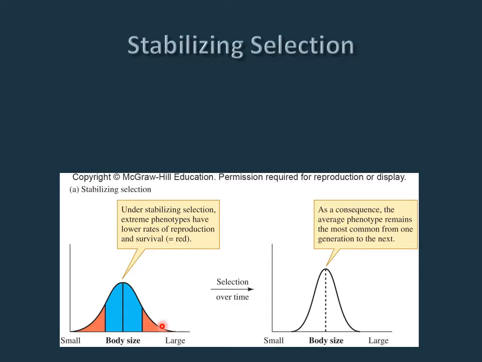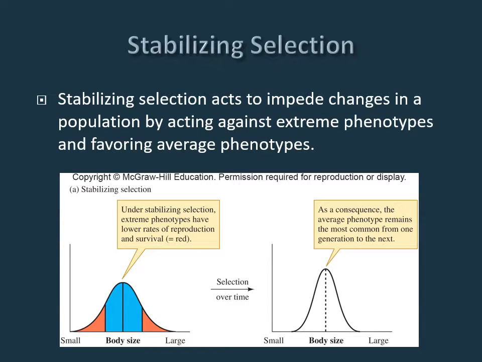So the very largest and the very smallest would not survive for whatever reason, and you'd end up with more and more of this medium-sized body over time. So over time, you kind of lose those ends, and you end up with more of the average, and that's called stabilizing selection. And here, stabilizing selection acts to impede changes in a population by acting against extreme phenotypes and favoring the average phenotypes.